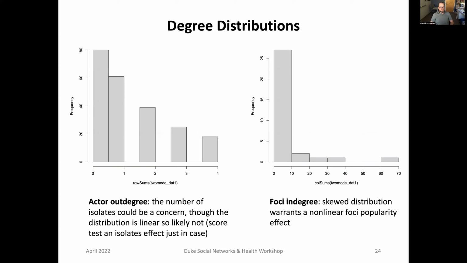We might need an isolates effect to account for that, although the distribution for degree is fairly linear, so that may not be necessary. In terms of foci on the right here, we see most foci are quite small, with a handful that get larger, so there is a skewed distribution. We might need a nonlinear popularity term to account for that. Also, you can't see here, but all foci have at least some members in them. Okay, so we don't need to be concerned about isolated foci.